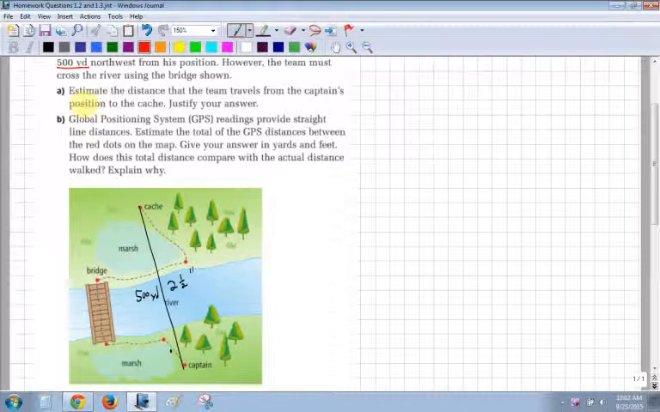The first thing it wants you to do is estimate the distance that the team travels from the captain's position to the cache. That means that you have to estimate the distance that they're going to go around. It's just an estimation too, right? We know that from the captain to the cache is 500 yards. I measured with a ruler.